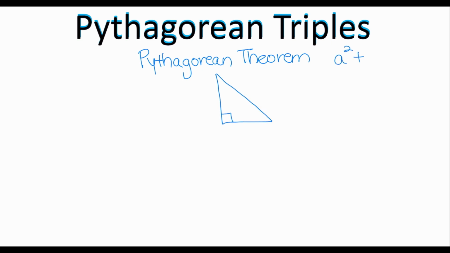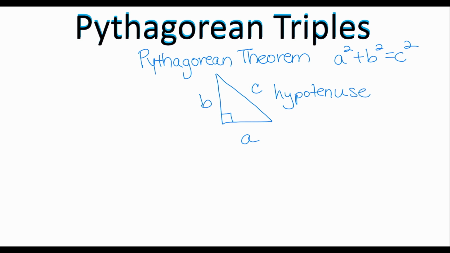In this video, we're going to talk about what is a Pythagorean triple. To begin with, let's go ahead and talk about the Pythagorean theorem. The Pythagorean theorem states that in a right triangle, a squared plus b squared is equal to c squared. A and B are the two legs or the sides of the right triangle, and C is the hypotenuse, which is the longest side of the right triangle.